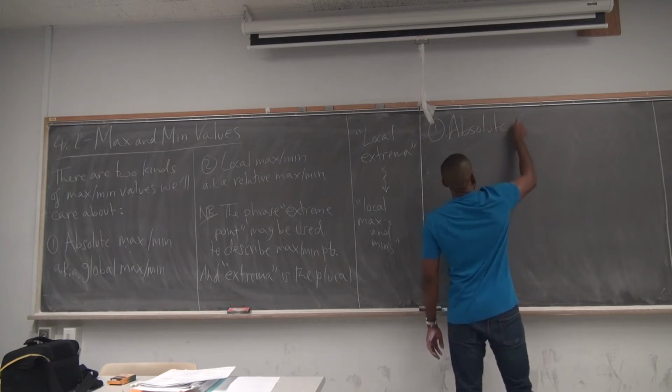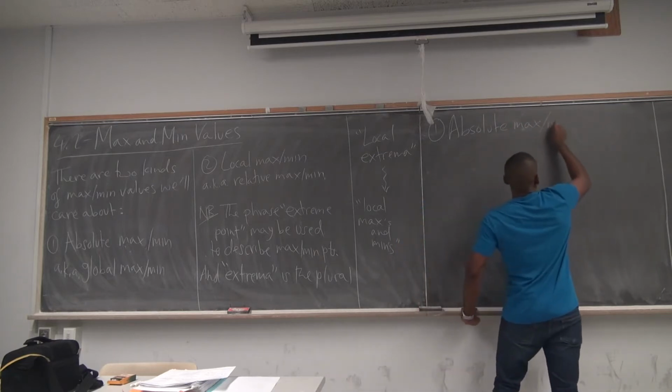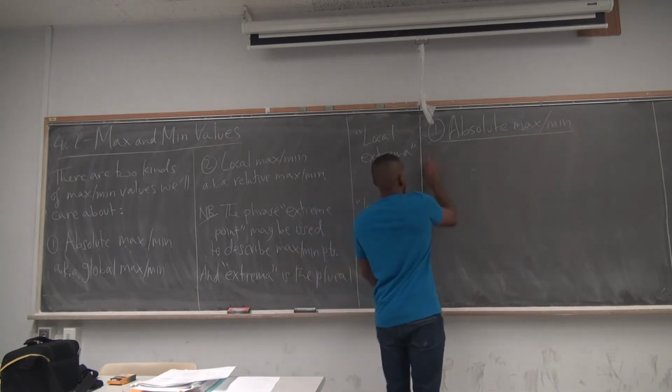So let's start with absolute maximums and minimums. I'm going to tell you what they are. Here's the definition.